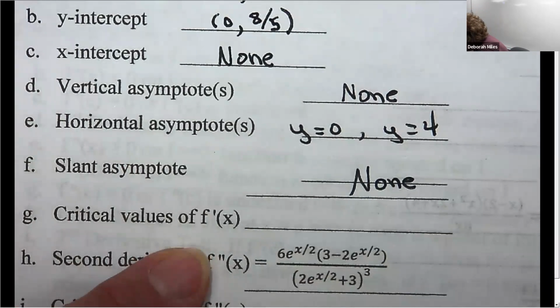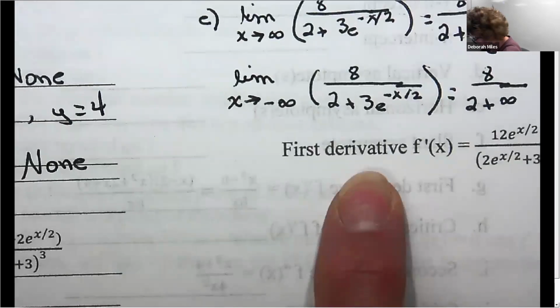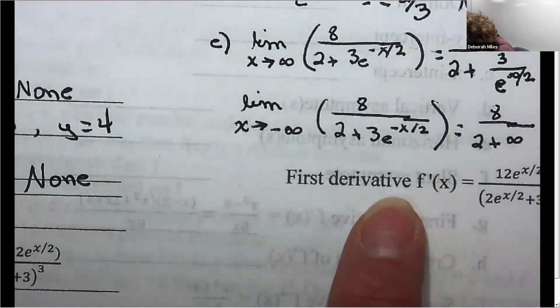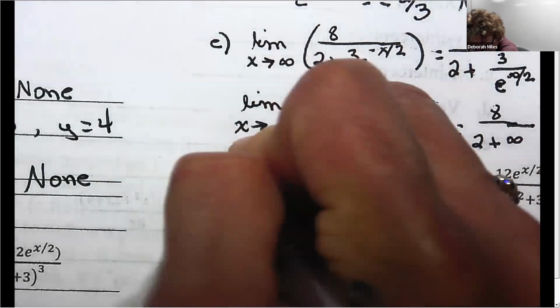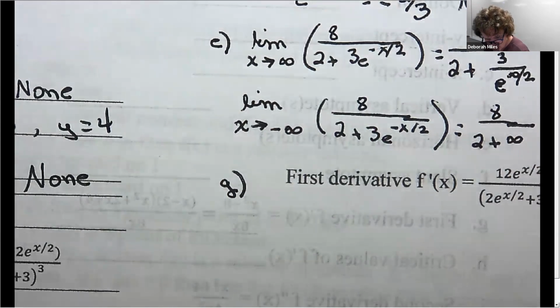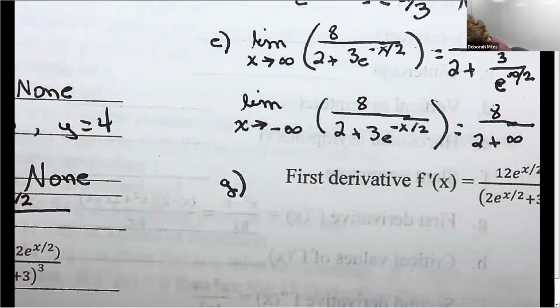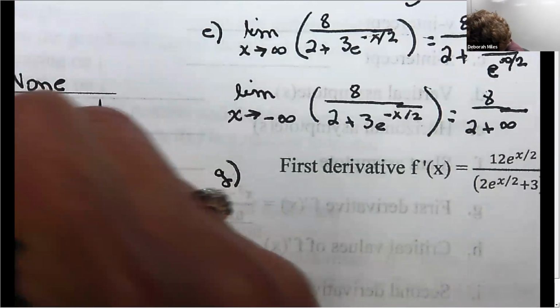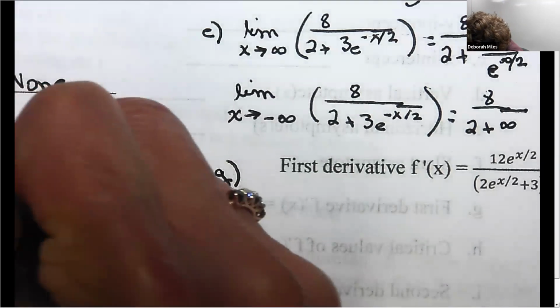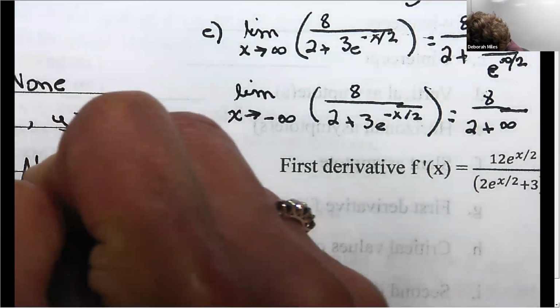All right. The first derivative, I gave you that out to the side. It was probably a good bit of work to find that. Did I give it to you? Yes. Okay. So the first derivative is 12 e to the x over 2 divided by 2 e to the x over 2 plus 3 squared.